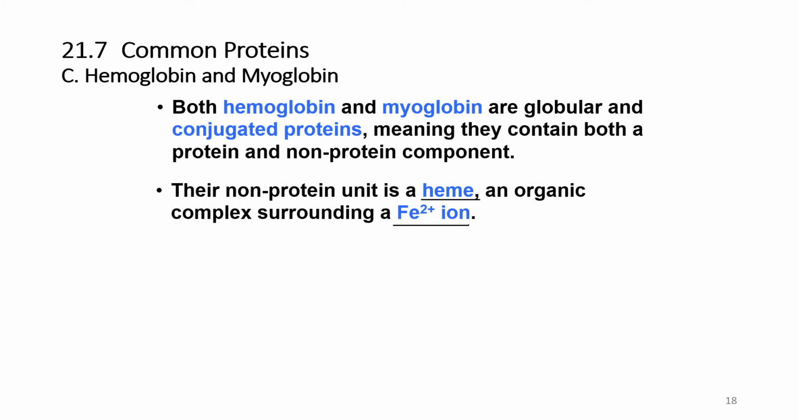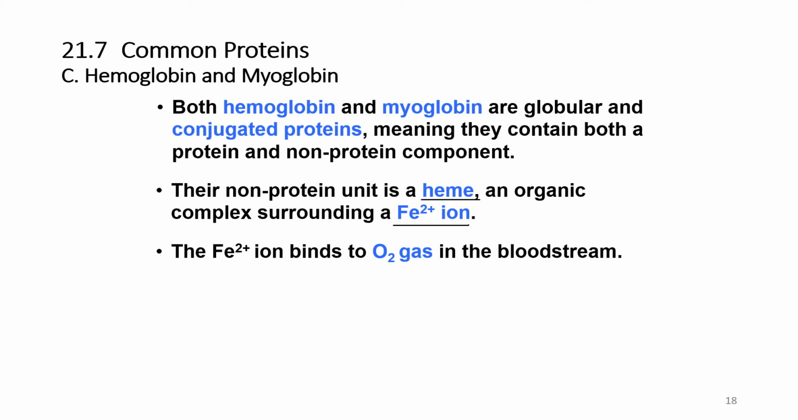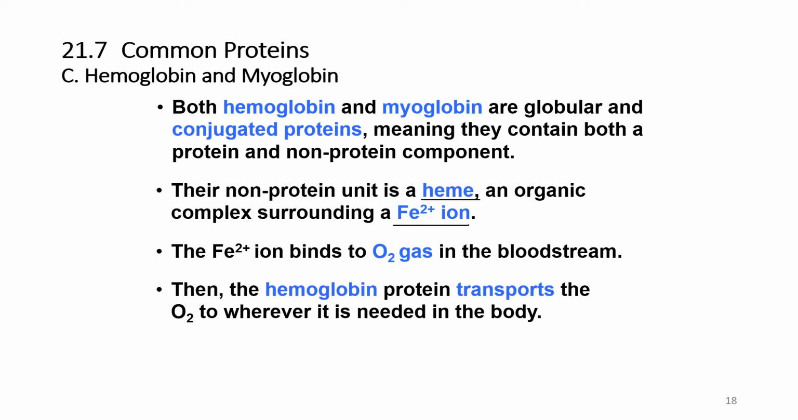Okay, so hemoglobin. Iron 2+ is responsible for binding O2 gas in the bloodstream. So hemoglobin picks up oxygen in the lungs and then takes it to the cells in our tissues where it's exchanged, transferred to the tissues. Hemoglobin transports O2 to wherever it's needed.